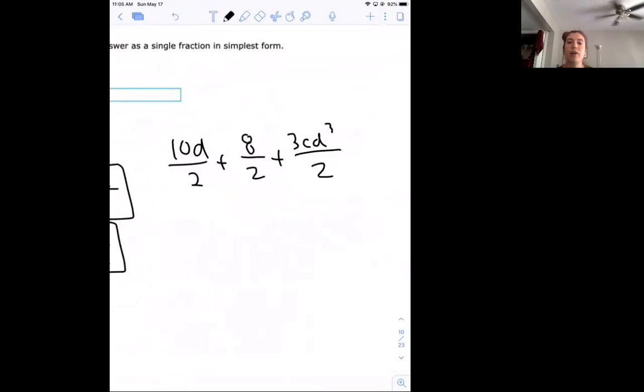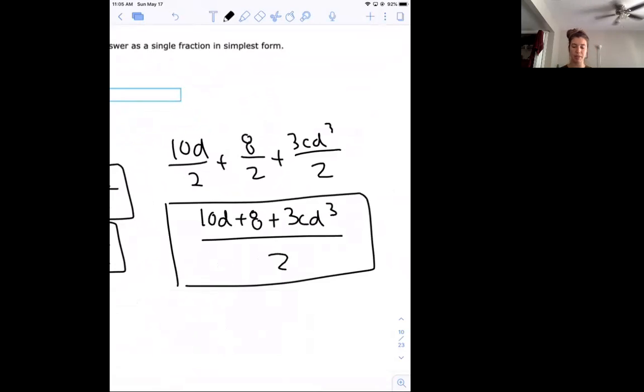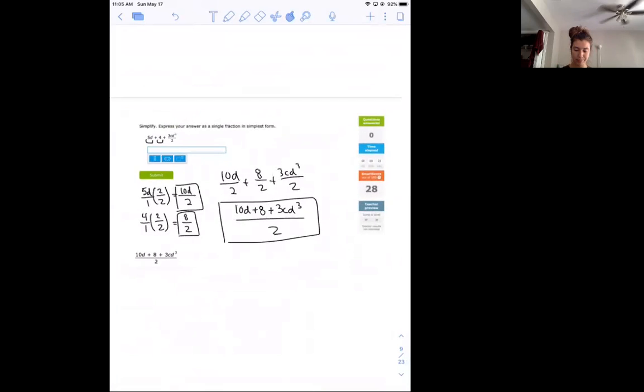Okay, great. Now I have all common denominators, so I can just add everything across. So now I have 10d plus 8 all over 2. And that's my answer. It can't be simplified at all, or factored, so we're just going to leave it. And that's your answer.